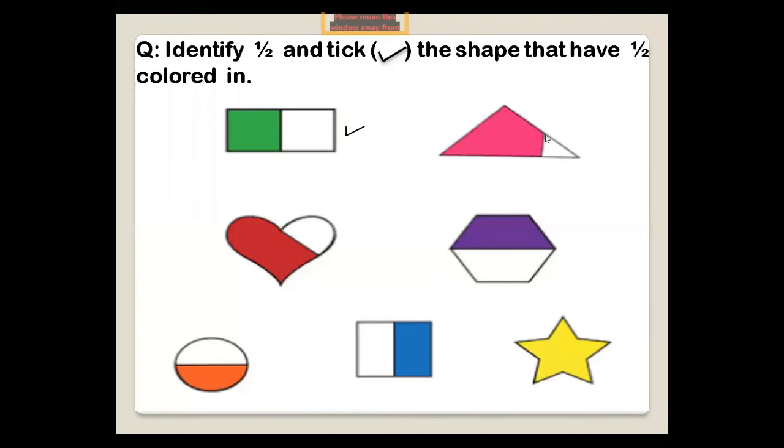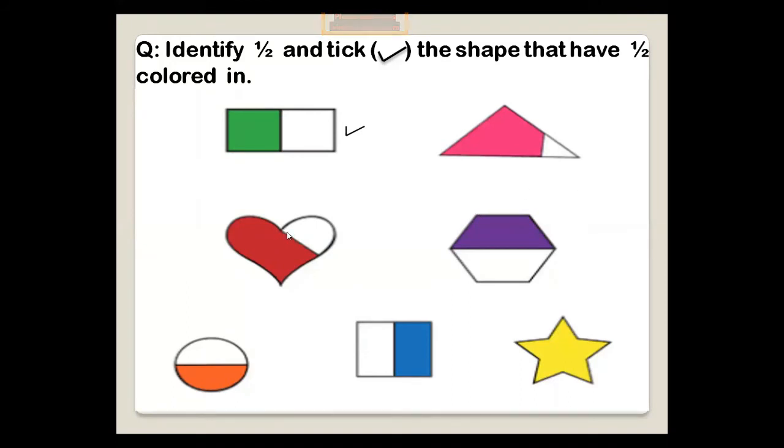So we will not put the tick on it, because we have to put the tick on the half. Half means the shapes that are divided into two equal parts. I am focusing on the word equal. If we don't have equal parts, we will not put the tick on them. Okay, now see the next picture.